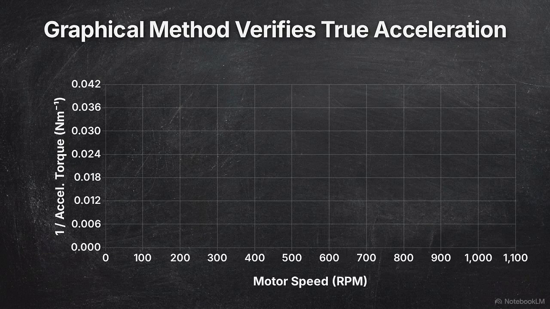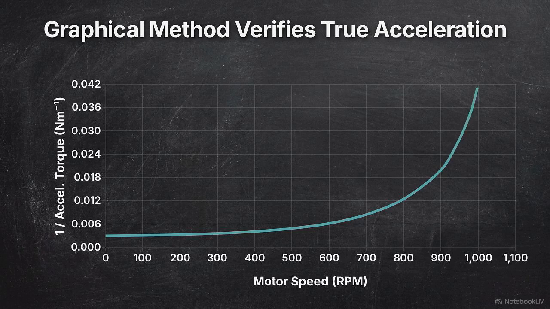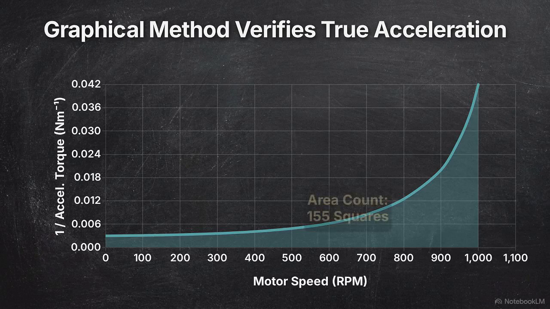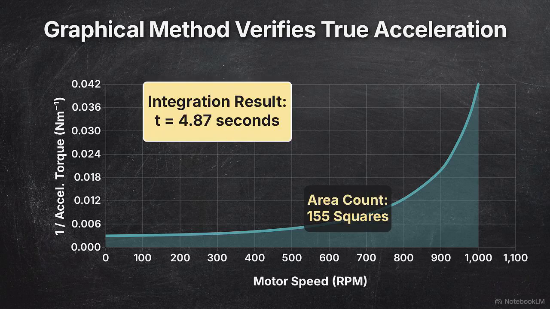We plot the curve on a grid where 1 centimeter on the x-axis represents 100 RPM and 1 centimeter on the y-axis represents 0.0003 inverse Newton meters. By counting the grid squares enclosed under the curve, we find an area of 155 squares. When we multiply those 155 squares by our axis scales and complete the conversion, the result is 4.87 seconds. This is the true acceleration time, accounting for the torque convergence that our previous table-based approach missed.